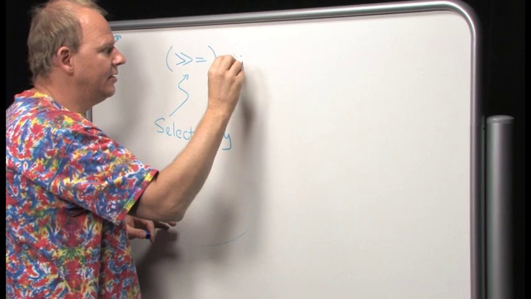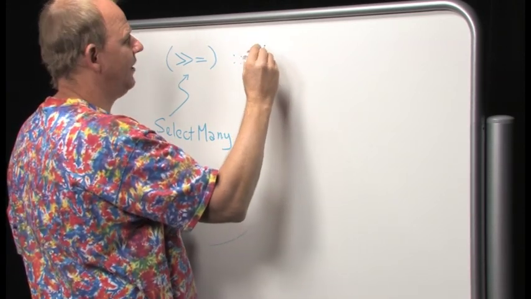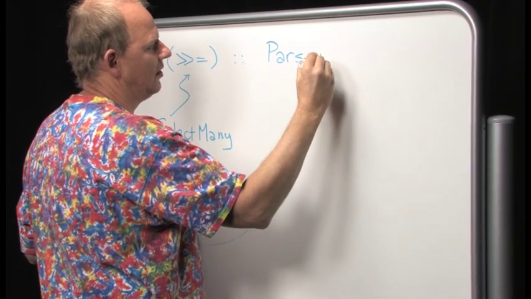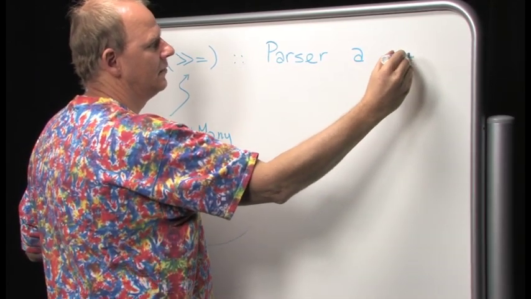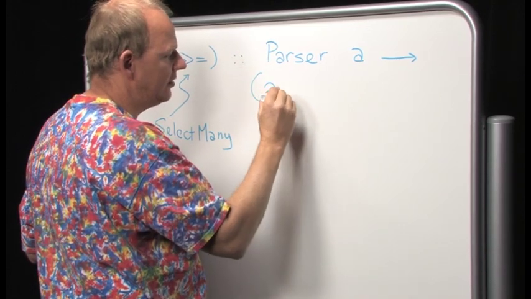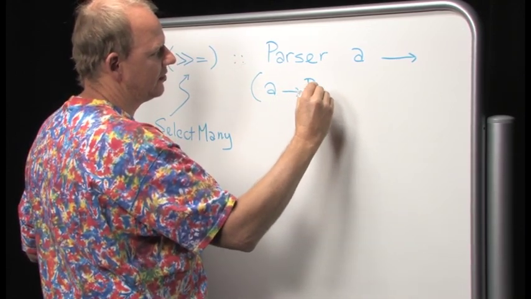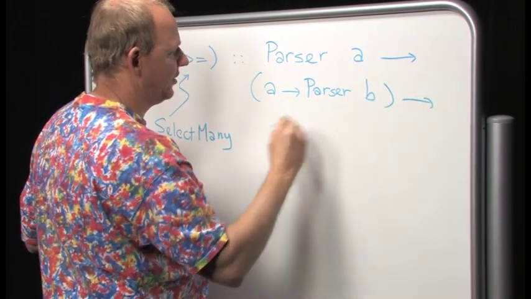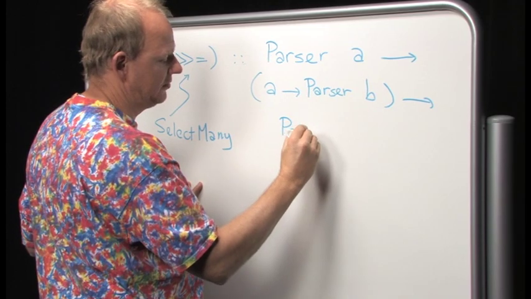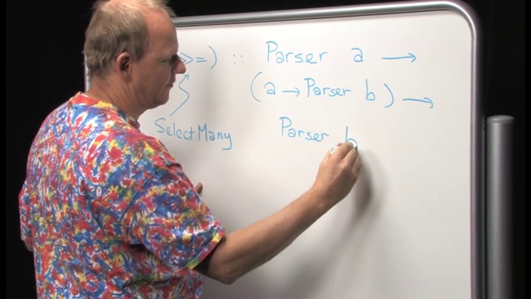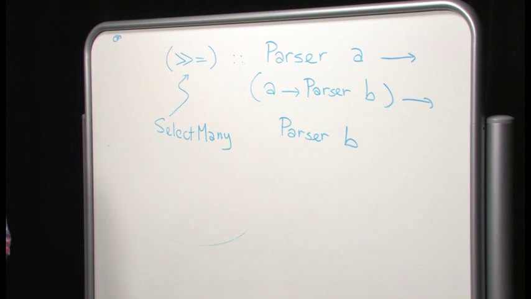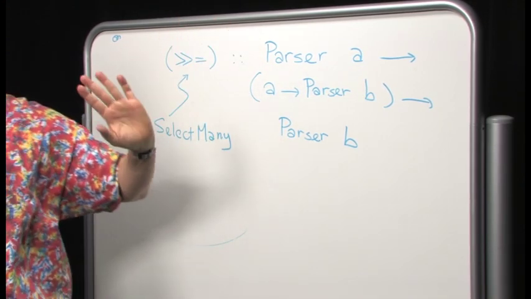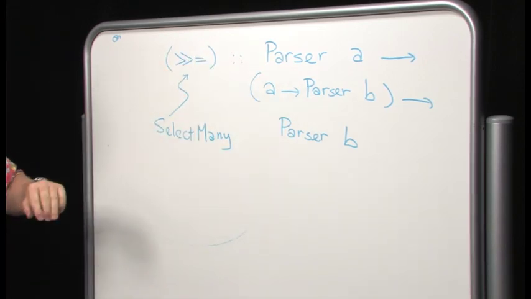Let's write down this guy. So what we really need is a function that takes a parser of A, a function from A to parser of B, and it returns a parser of B. So Brian Beckman would say, this is composition. Yes, it's more like application.